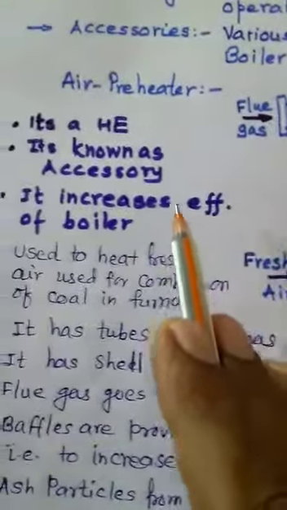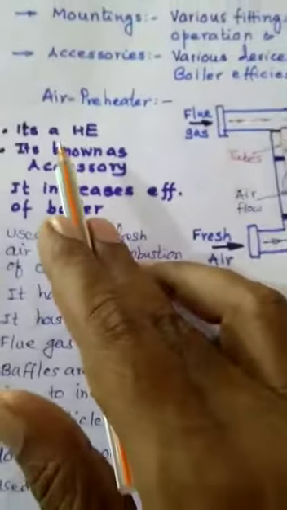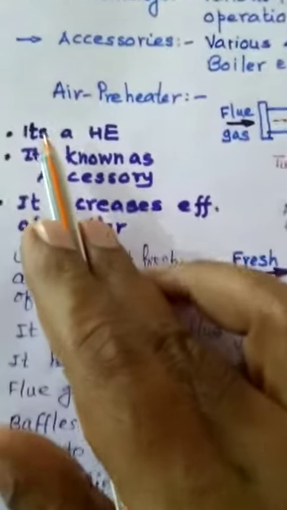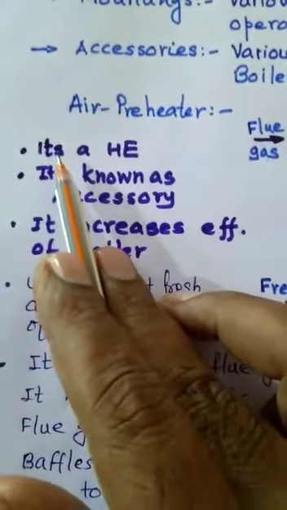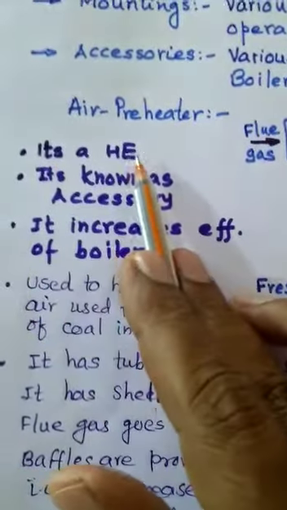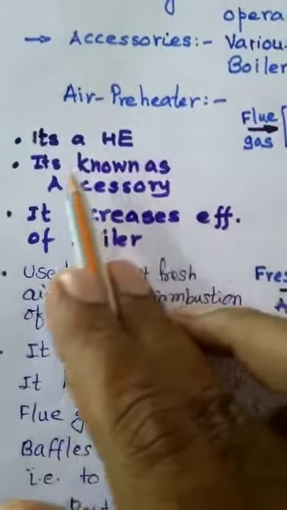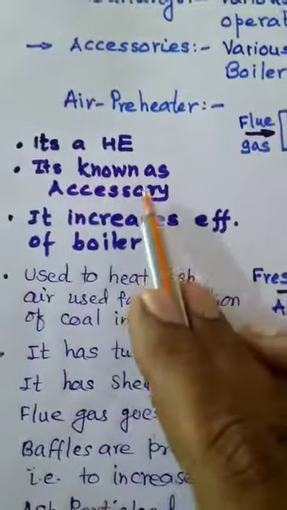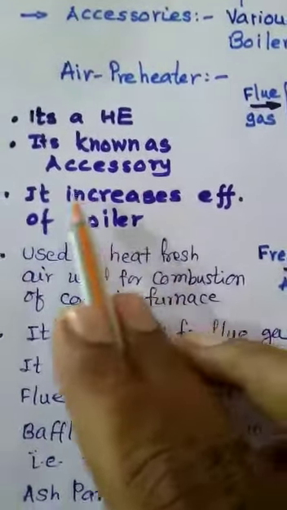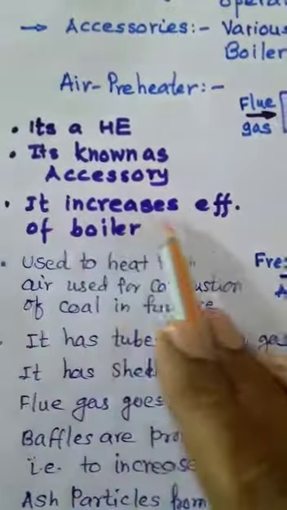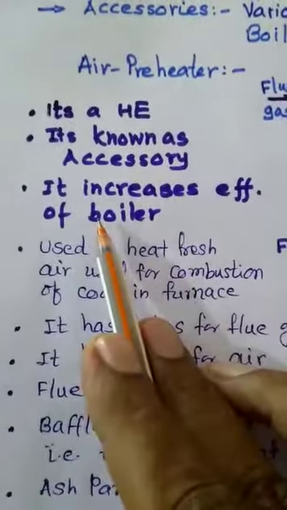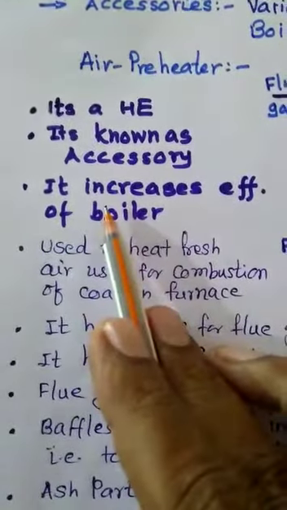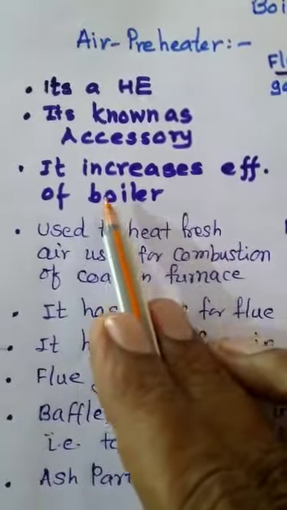Now let us come to some salient points. Friends, first point: what is air preheater? It is a heat exchanger. It is known as an accessory of the boiler. It increases the efficiency of the boiler. These are the points I am giving you so that you can write them in the answers.